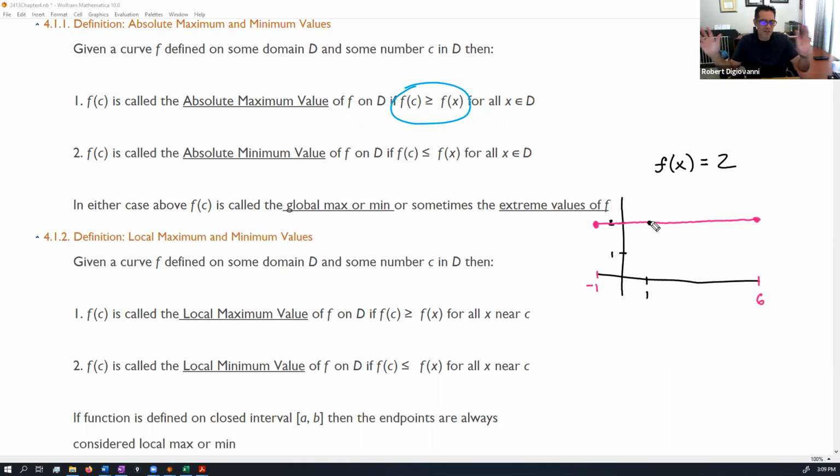But we're not concerned with constant functions, they're boring, all right? There's nothing going on, okay? But it's just to illustrate that we have to be careful with the language we're using here, and the inequalities actually matter. The fact that we have that bar underneath means that f of 2 is simultaneously a max and a min. It's weird.